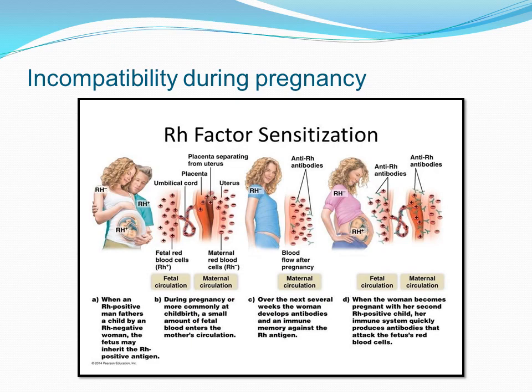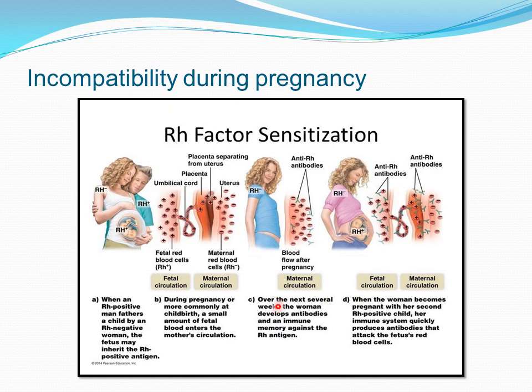Now here comes the pictorial representation. The father is Rh positive, the mother is Rh negative, and the fetus is Rh positive. So what will happen? Some few anti-Rh factors or antibodies will be present in the mother's blood, but they are not going to harm the fetus, because through the placenta only a few are passing from the maternal to the fetal blood, and a small amount of fetal blood enters the mother's circulation, but they are not causing anything to harm the baby or the fetus.